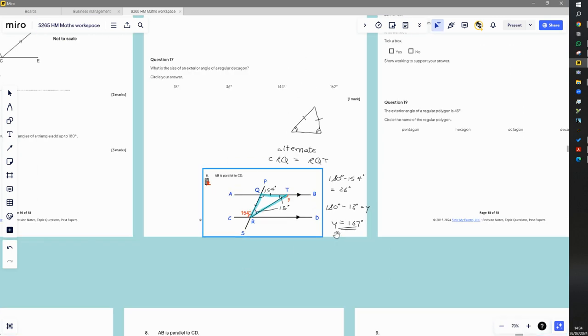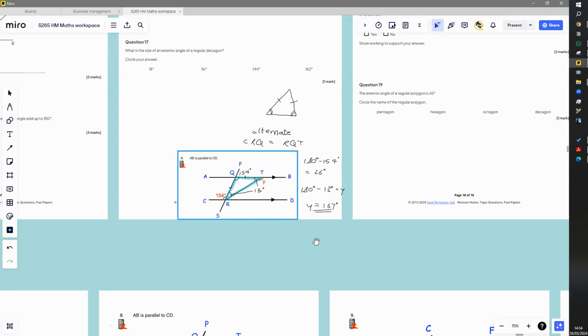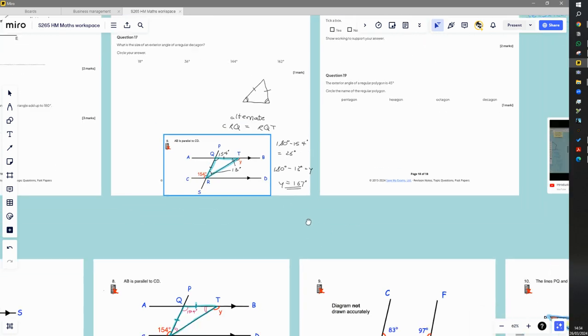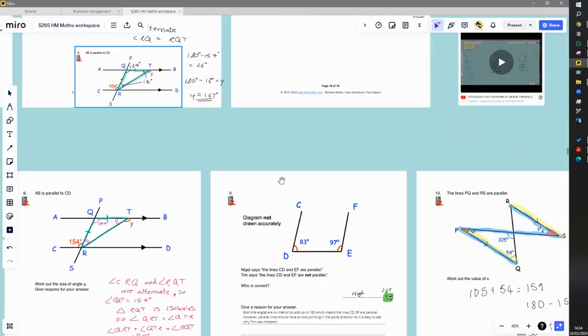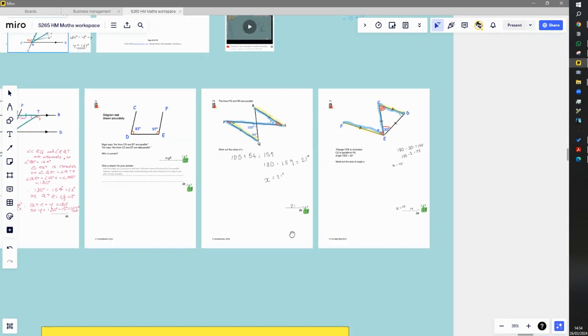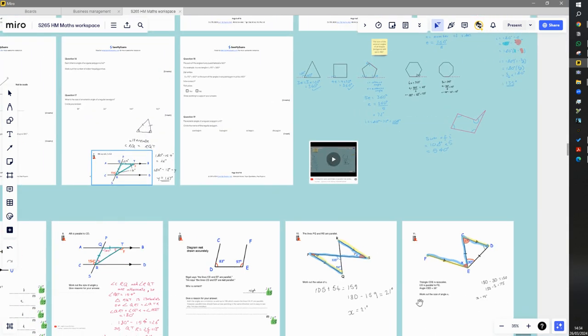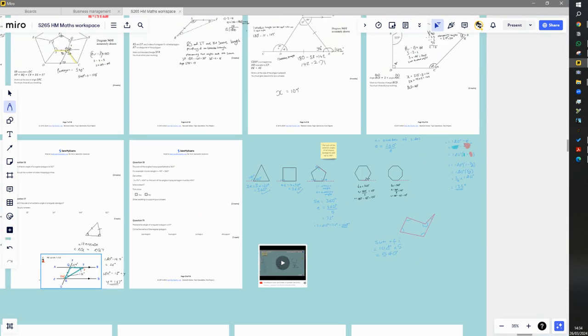Okay, so a lot of the time with angles on parallel lines, you have to apply other rules, and you might have to apply more than one rule. I'll find a harder one again. I'll just pause the video.